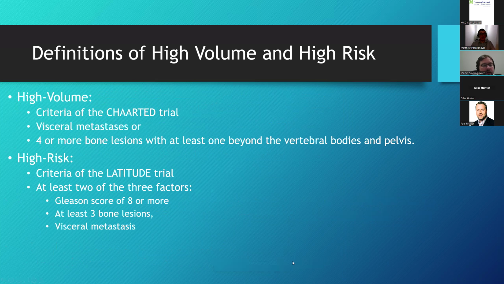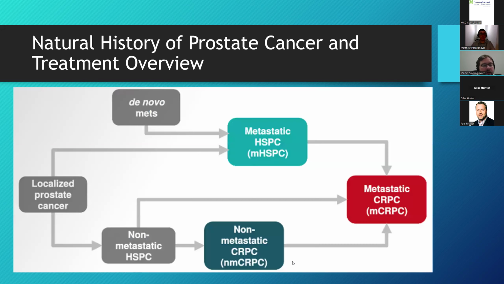Definitions of high volume and high risk. High volume has criteria from the CHAARTED trial: visceral metastases, or 4 or more bone lesions with at least 1 beyond the vertebral bodies and pelvis. Whereas high risk criteria from the LATITUDE trial is at least 2 of the 3 factors: a Gleason of 8 or more, at least 3 bone lesions, and visceral metastases present.